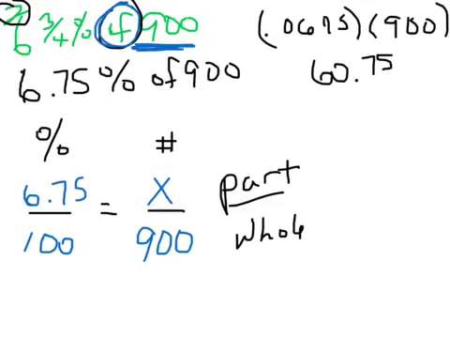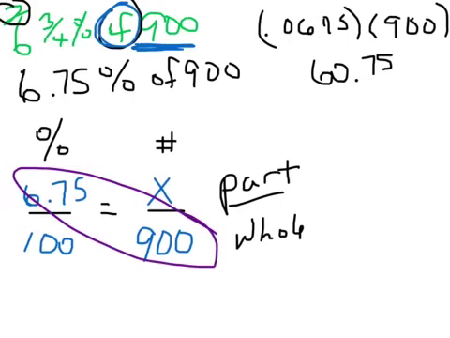Okay, so now we're going to cross multiply to solve like we always do. We have a proportion. It would be 6.75 times 900.